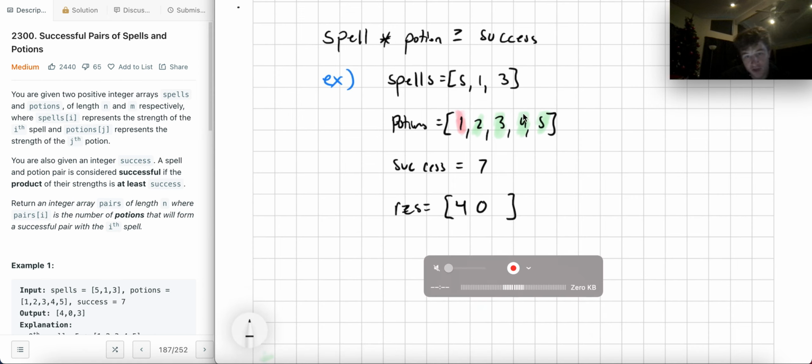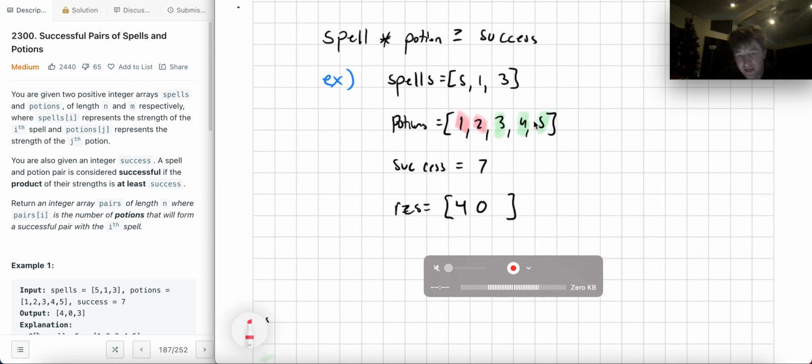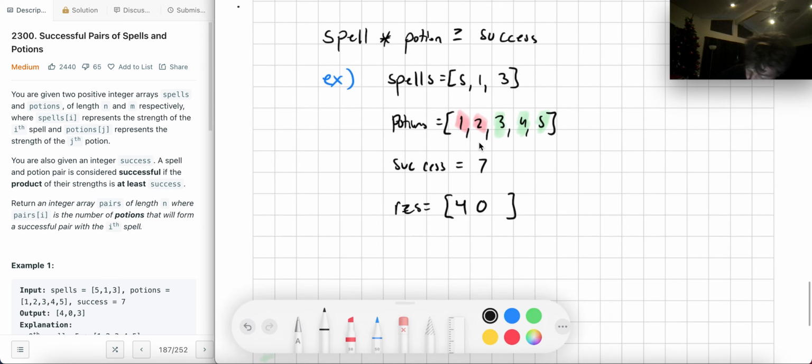And then what about 3? Okay, 3 is a little interesting. 3 times 1 greater than 7, no. 3 times 2 greater than 7, no. 3 times 3 greater than 7, yes it is, because it's 9. So that's at least 1, so we'll put that here. In a moment, it'll be clear why I didn't even have to do the rest. 3 times 4 is 12, greater than 7, yes. 3 times 5 is 15, yes. So that means there's 3 in this case.